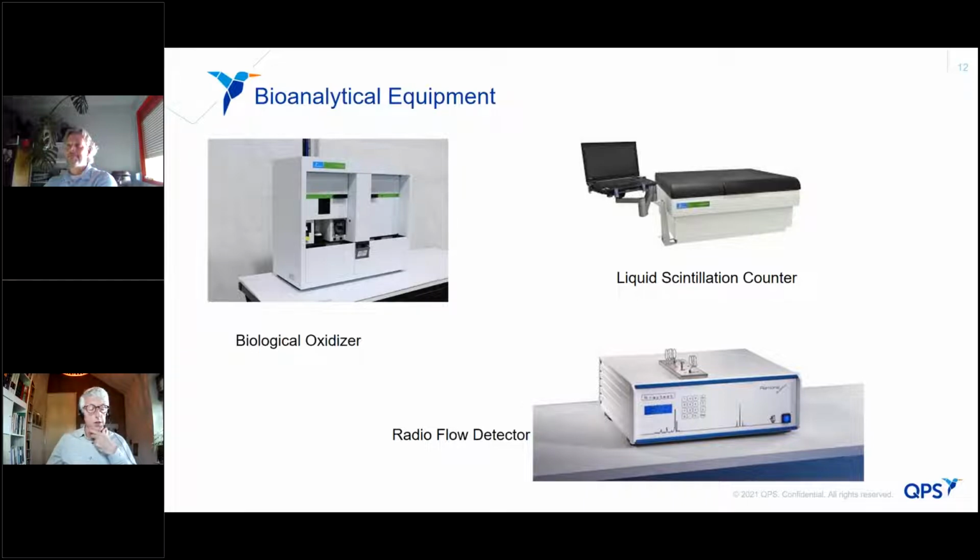A liquid scintillation analyzer is a machine that can measure carbon-14. A radio flow detector is a machine that can measure carbon-14 online in an HPLC setting. An oxidizer is a machine that can combust feces and/or whole blood in order to count total radioactivity. At QPS, we have special labs with all of these machines, as well as the radio license to execute this work.